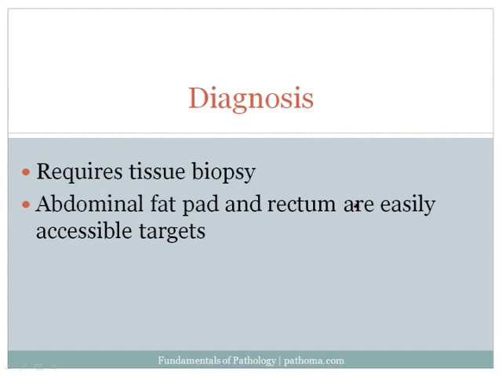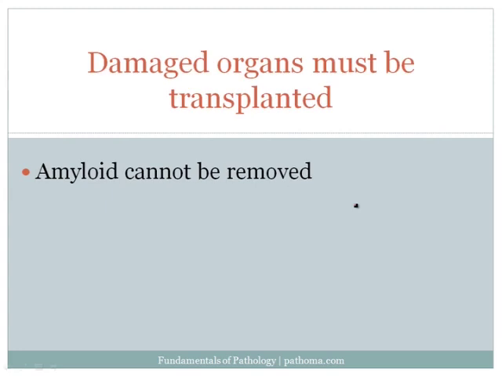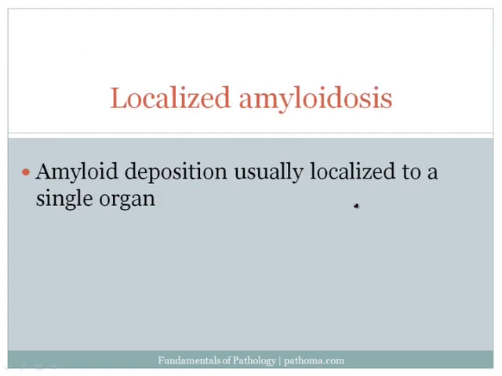The rectum is also a relatively easy target for biopsy, and the amyloid could be seen in the mucosa of the rectum as well. The damaged organs in systemic amyloidosis must be transplanted. If you get end stage damage, amyloid cannot be removed, and so that's an important clinical principle concerning amyloidosis.